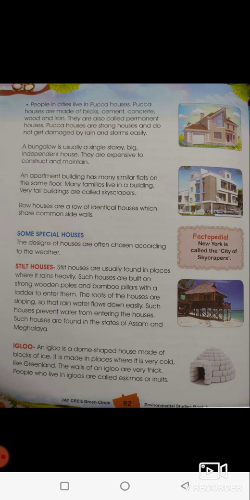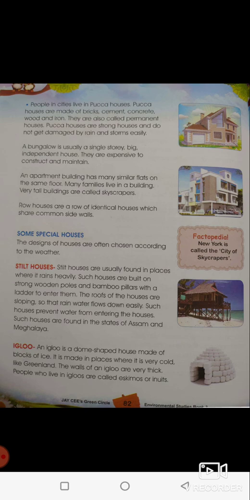People in cities live in pakka houses. Pakka houses are made of bricks, cement, concrete, wood, and iron. They are also called permanent houses. This cannot be moved. Temporary houses like kacha houses can be shifted. They can remove things and shift to some other place, whereas this one cannot be removed and taken wherever we go.